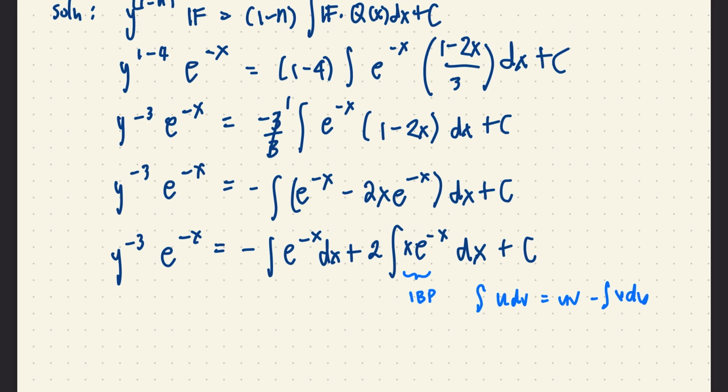So we just let u as your x, then your dv as e raised to negative x dx. So we derive u, du is equal to dx, and then dv, when you integrate and get v, this will just be the negative e raised to negative x.